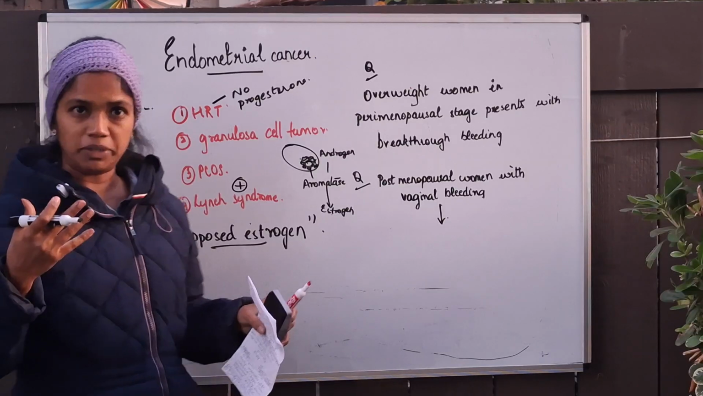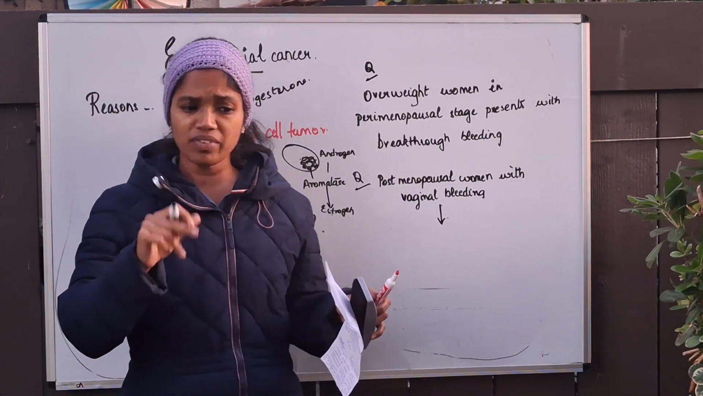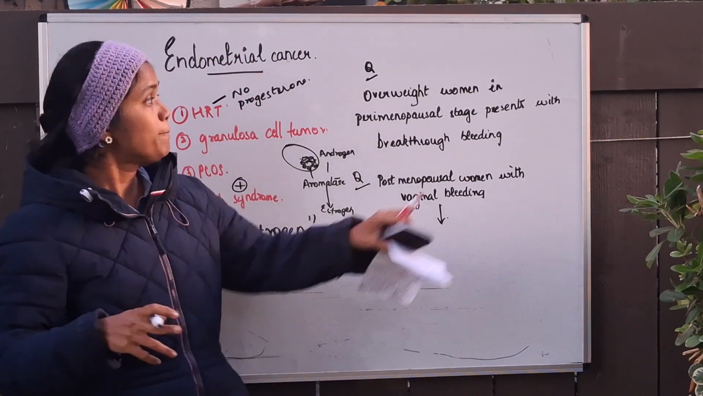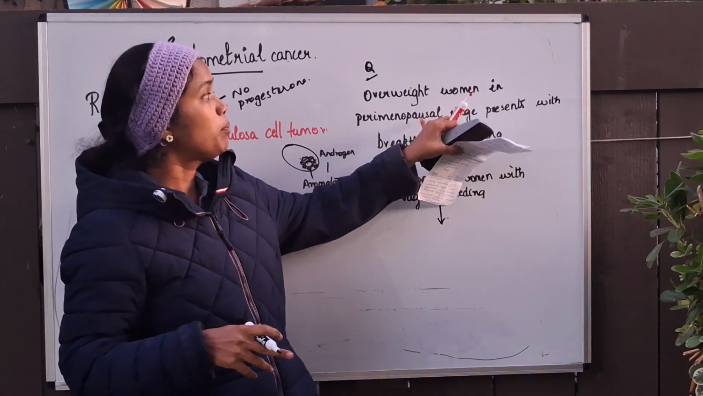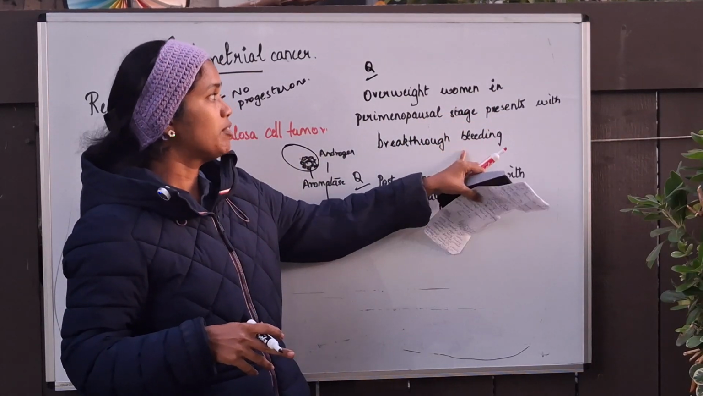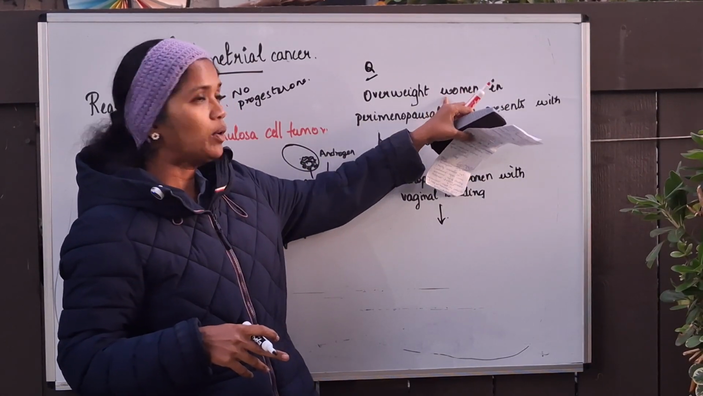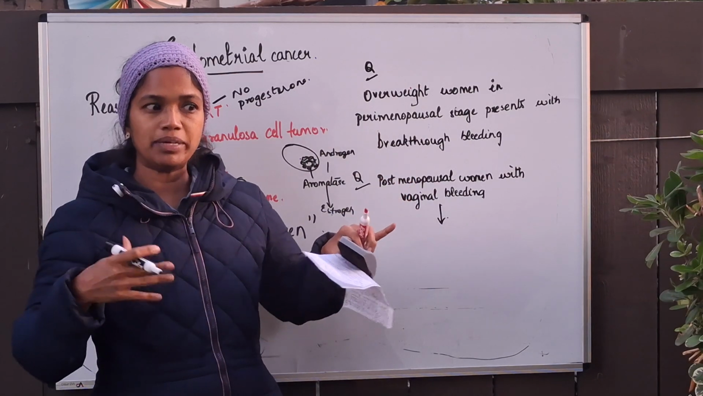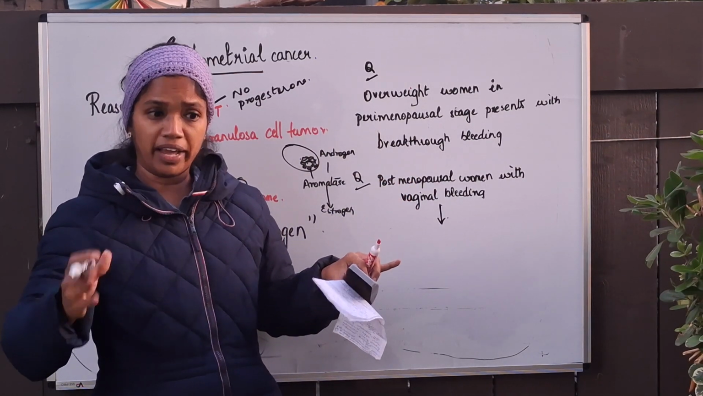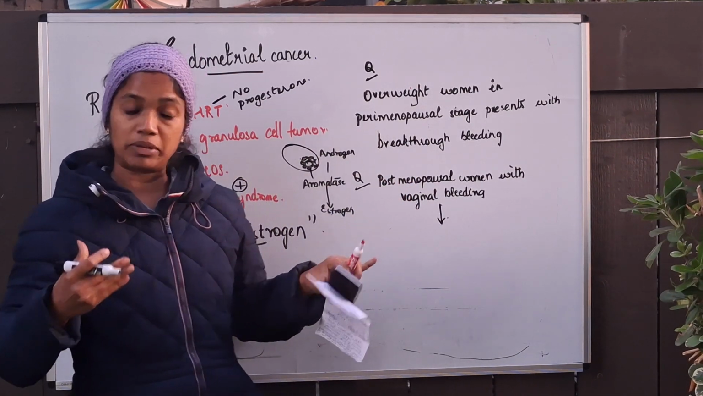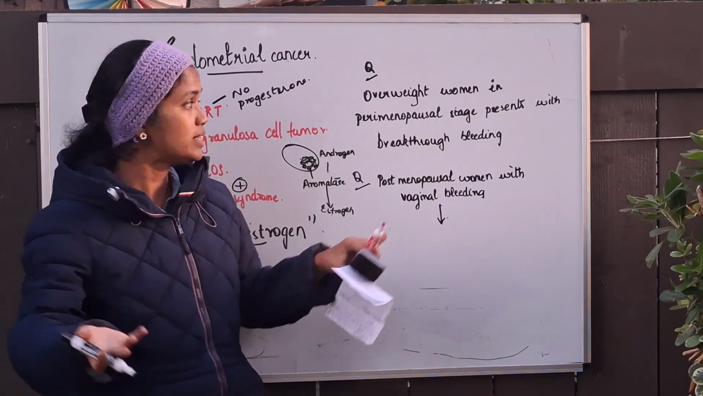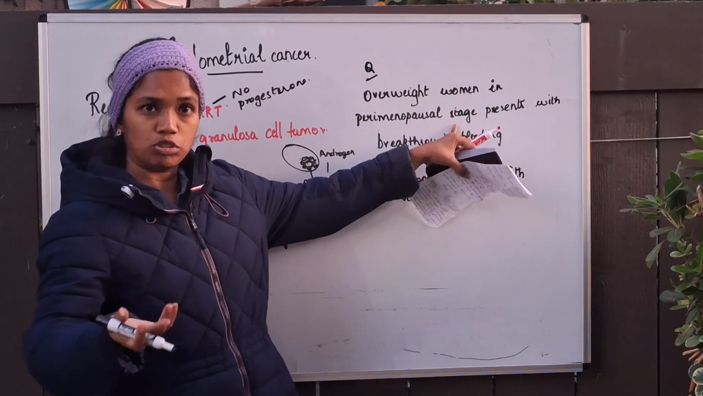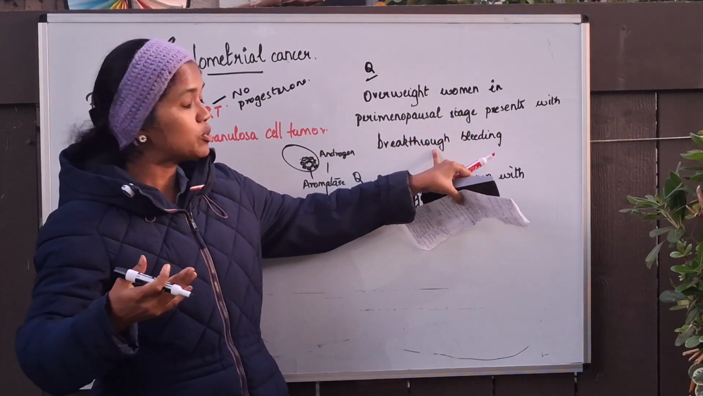So how will this knowledge be tested? Not only in the exams, even during practice, you should know that whenever there is an overweight woman in perimenopausal stage presenting with breakthrough bleeding. So overweight women, that is, it says that their BMI is very high, and therefore they can have PCOS, and they are already in that perimenopausal stage. They also present with the breakthrough bleeding.